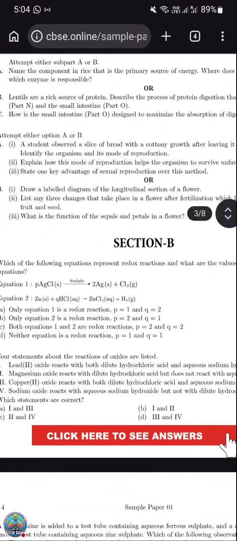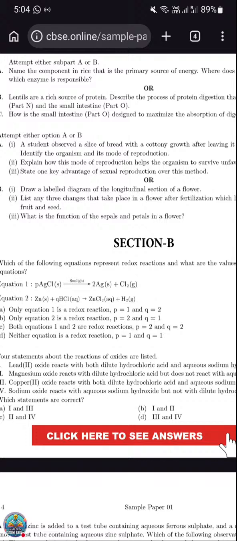Now the next question: state one advantage of sexual reproduction over asexual mode of reproduction. So what advantage do we have? In sexual reproduction there are chances of getting variation, whereas in asexual reproduction, individuals will be the same, like the parents are there, offspring will be the same copies of the parents.